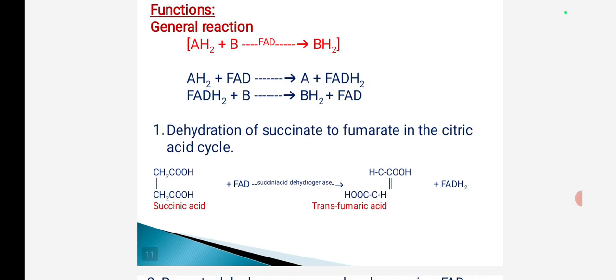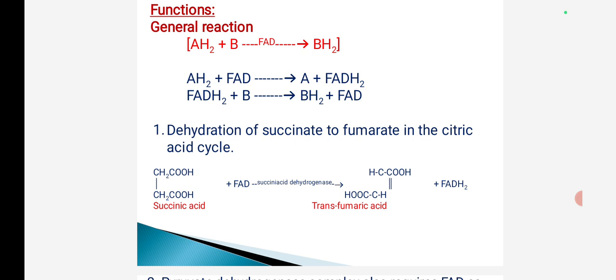This is the structure of FMN and FAD. First one is flavin mononucleotide, second one is flavin adenine dinucleotide. Functions of FMN as well as FAD. The general reaction of FMN or FAD catalyzed reactions: AH2 as one substrate reacts with FAD, which gives A, and hydrogen is accepted by the FAD to form the reduced form, FADH2. The reduced FADH2 then reacts with the second substrate to form the reduced form of the second substrate, converted to product, then the oxidized form of FAD.